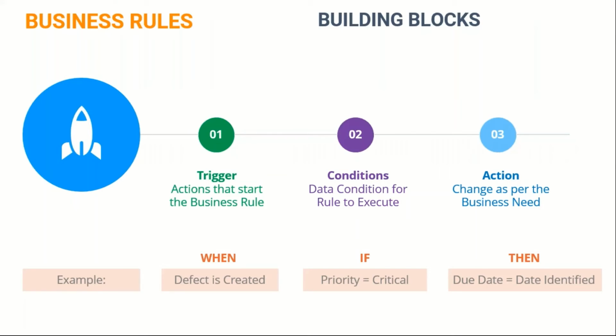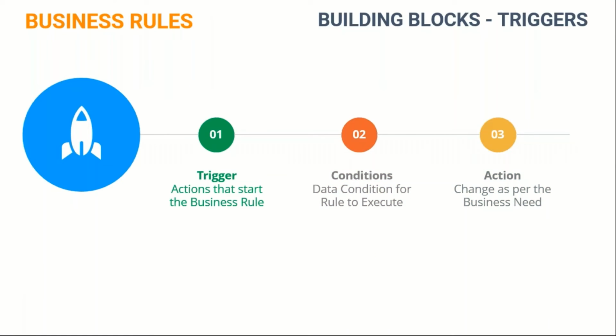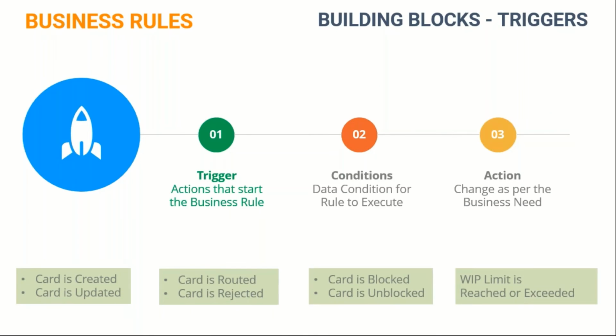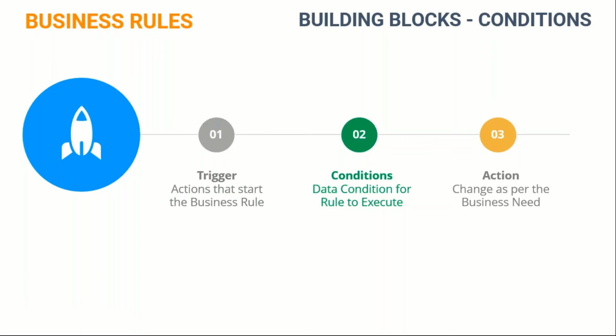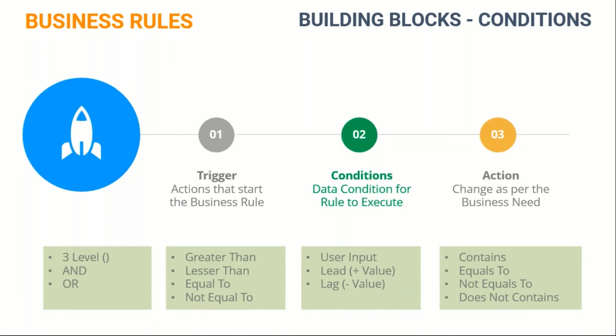So to quickly summarize what we saw here, we first looked at how one can go about selecting a trigger. So we have a way to select whenever a card is getting created, updated, routed, rejected, blocked, unblocked, or when the WIP limit is being violated. So this is all the set of triggers that one would generally need whenever a trigger needs to be fired, and a whole lot of options that are available as part of the conditions.